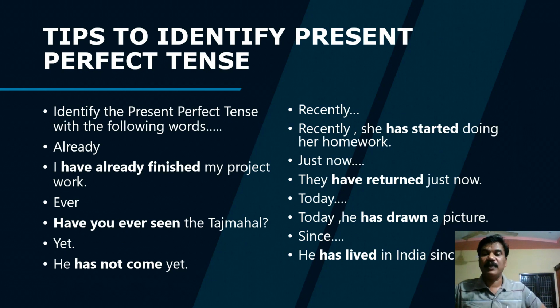Okay, dear ones, I would love to give you some tips to understand present perfect tense. You could identify the present perfect tense with the following words: already, ever, yet, recently, just now, today, since. Most of the times we use these words in present perfect tense. Already: I have already finished my project. Ever: Have you ever seen the Taj Mahal?